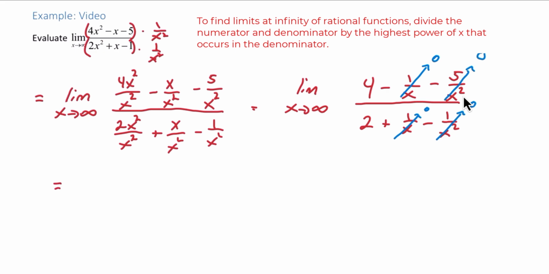So now we have 4 minus 0 all over 2 plus 0 minus 0, which is simply 4 over 2, or 2.